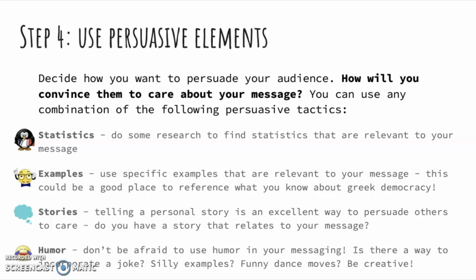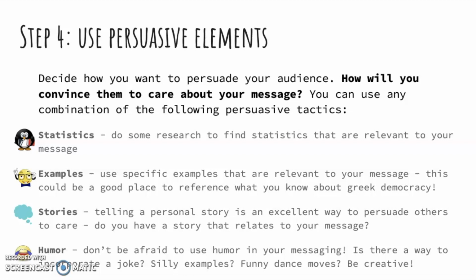2. Examples. Use specific examples that are relevant to your message. Special hint, this could be a great place to reference what you know about Greek democracy. Number 3, stories. Telling a personal story is an excellent way to persuade others to care. Do you have a story that relates to your message? If so, think about how you can infuse it in a way that will compel others to act.